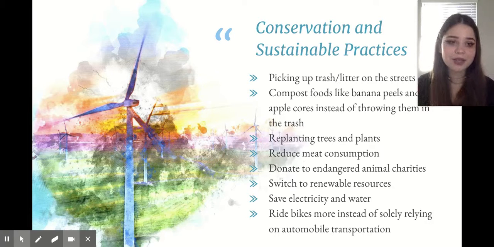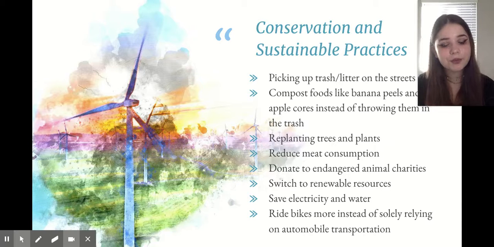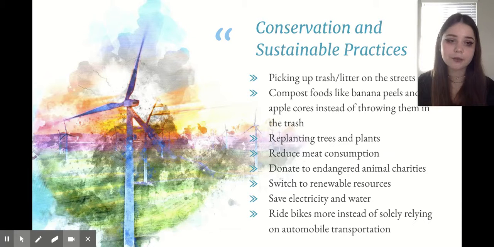And another pretty simple solution is, if you have a bike, perhaps consider riding bikes more instead of only relying on automobiles. Instead of always driving around in a car, you can ride a bike. And this would be really good for the ecosystem because you're releasing a lot less carbon dioxide into the air. And so, yeah, those are the different practices you may adopt and include in your lifestyle to help your environment.